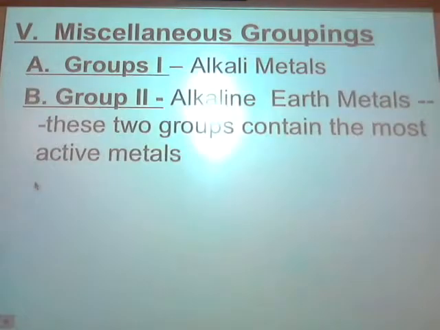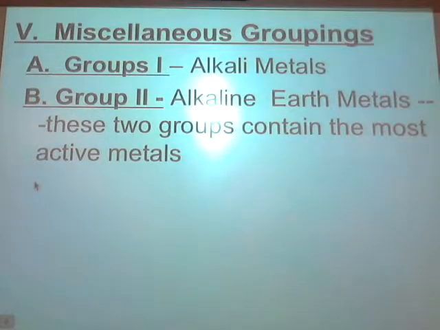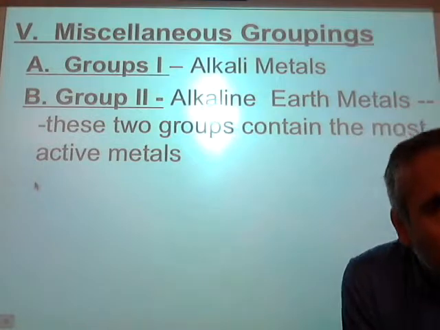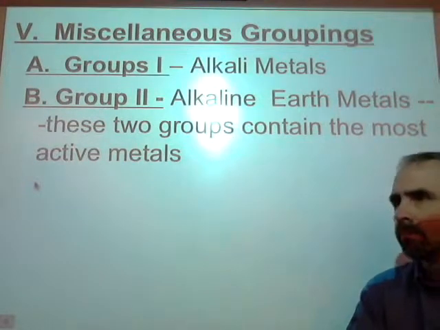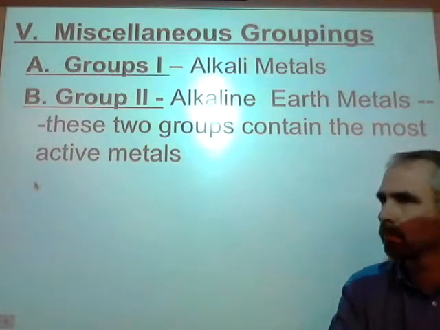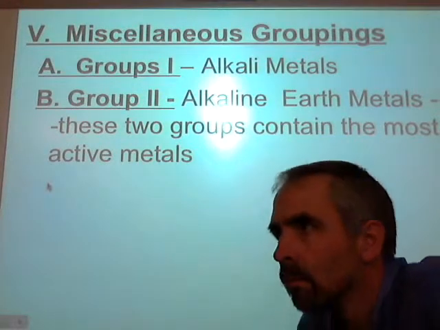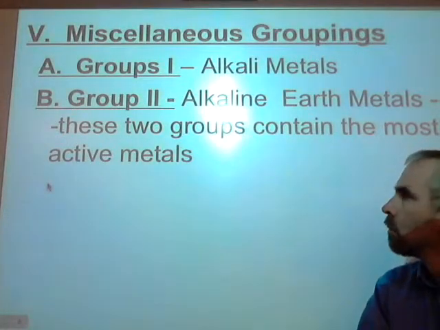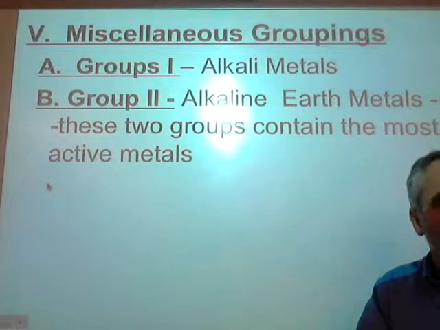So let's start with the group 1 and group 2 elements. There is where you're going to find your best metals. Well, that should not be a surprise to us. The group 1 elements are called the alkali metals, and the group 2 elements are called the alkaline earth metals. They're the best metals. What makes something a metal? Yeah, going to lose electrons. Guys who want to lose electrons are good metals.